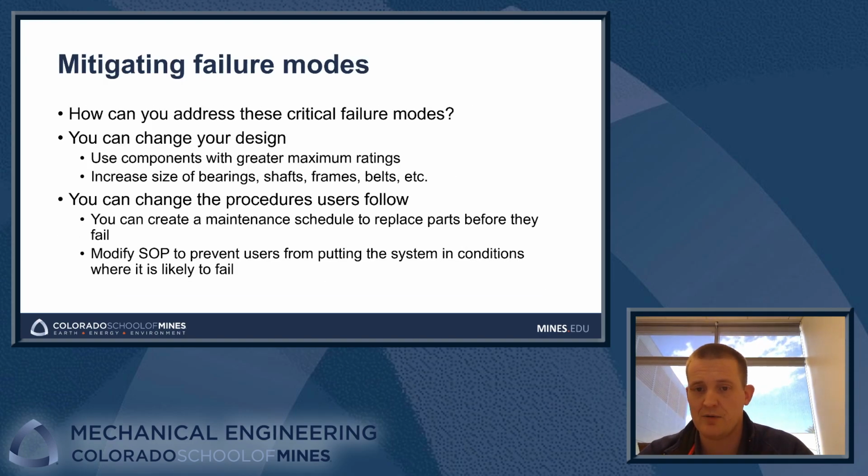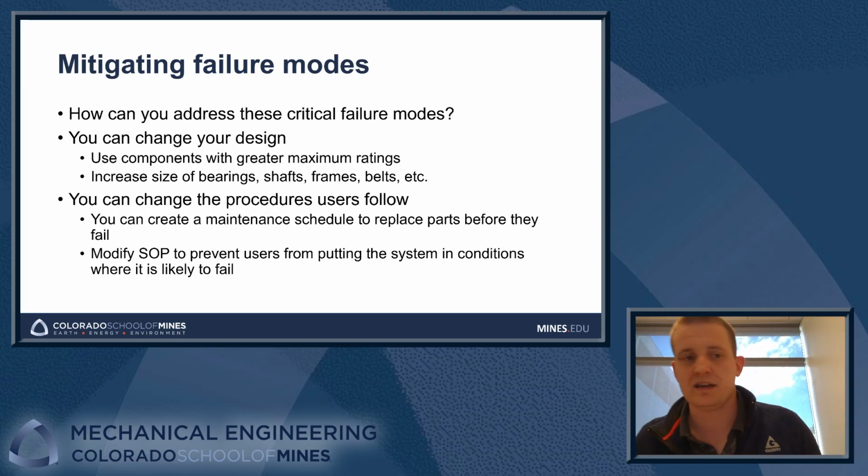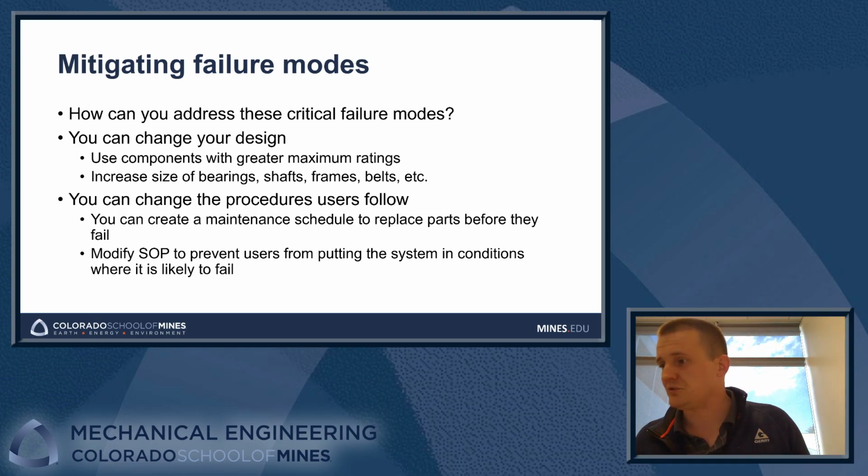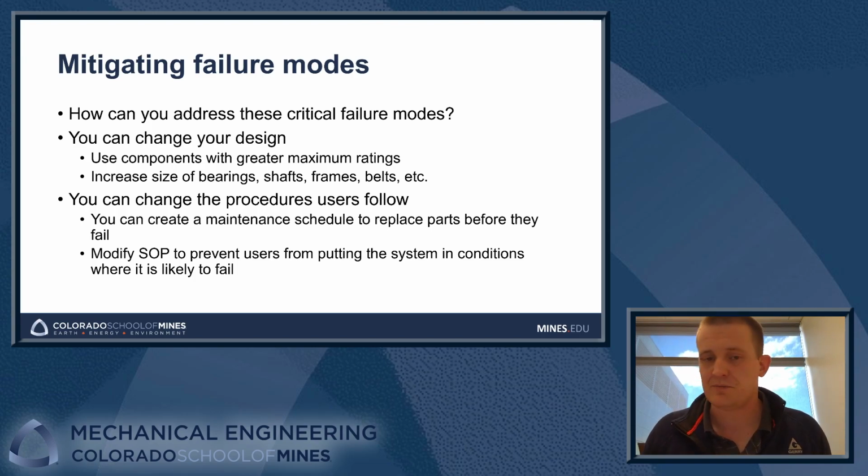So let's talk about how we go about actually addressing and mitigating these failure modes. There are a couple of things that we can do when we do this sort of analysis and find a critical failure that we want to take care of. One is we can change our design, right? We can swap out components that have greater maximum ratings. Generally, this would look like going to bigger bearings that can handle higher loads, making shafts bigger diameter, beefing up frames, using bigger belts, higher rated electronics, something like that, so that we can handle a higher load.